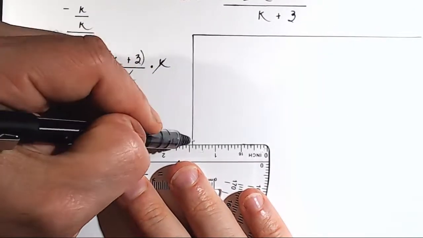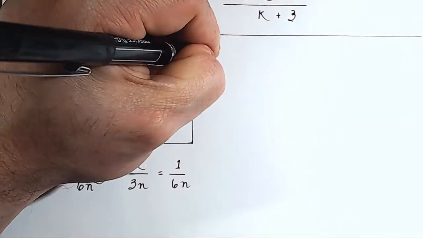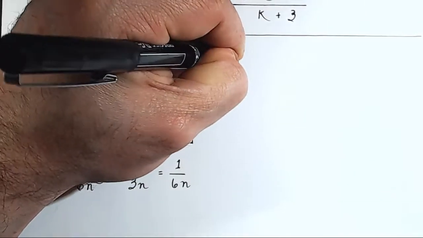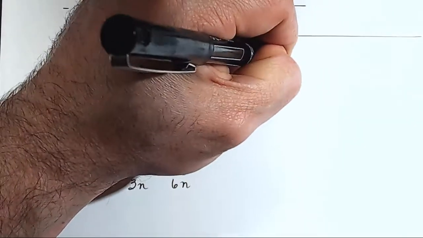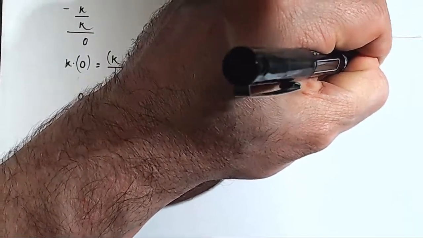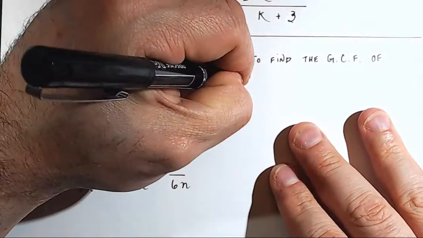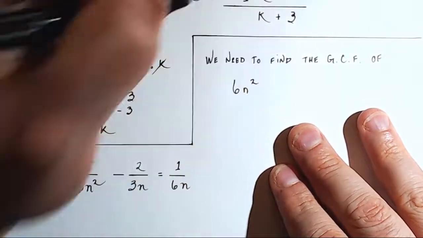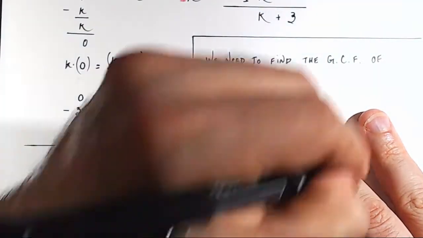All right, I want you to understand that the space up here is for number 5. We need to find, sometimes writing it out, the GCF, greatest common factor, of 6n squared, 3n, and 6n.